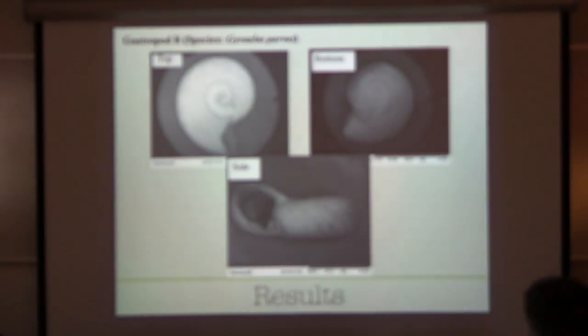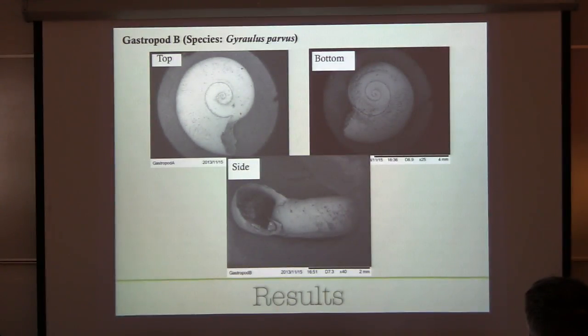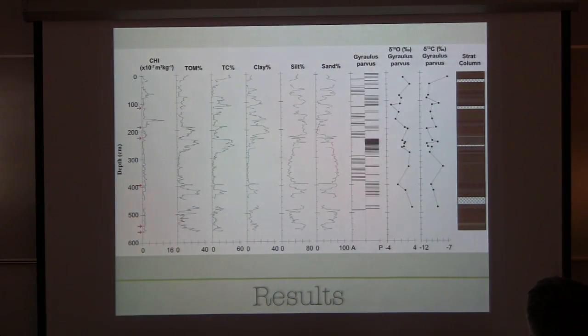And so of the 6, we found 1 winning combination, which is gastropod B, formerly known as, and I'm going to butcher this, Gyralis parvis. But from here on out, we're going to call him Mr. GP, because I don't want to say that a bunch of times. So GP. So he became our sole aquatic species in our core. And so we plotted the GP data with our other graphs.